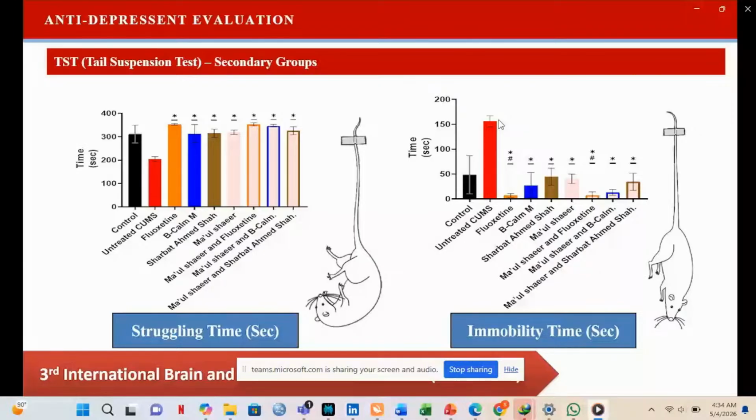So the key finding of the whole study was that combination treatment showed significant reduction in immobility time, improved sucrose preference, and locomotor activity in comparison to the CUMS control group. In the forced swim test, the immobility time was decreased. In the tail suspension test, passive behavior was decreased. In the open field test, locomotion was increased, and in the sucrose preference test, the anhedonia was decreased.